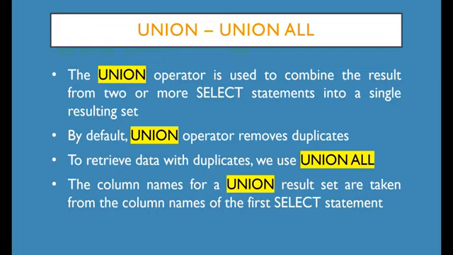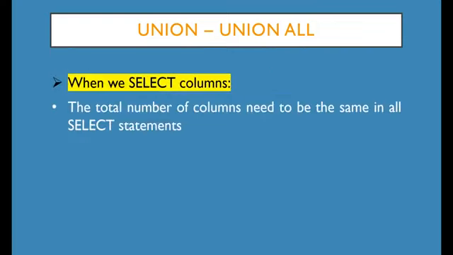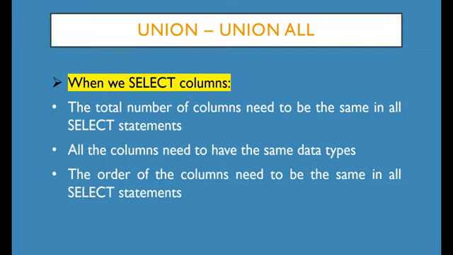And also, the column names for a UNION result set are taken from the column names of the first SELECT statement. When we select the columns, the total number of columns needs to be the same in all SELECT statements. All the columns need to have the same data types, and the order of the columns needs to be the same in all SELECT statements.